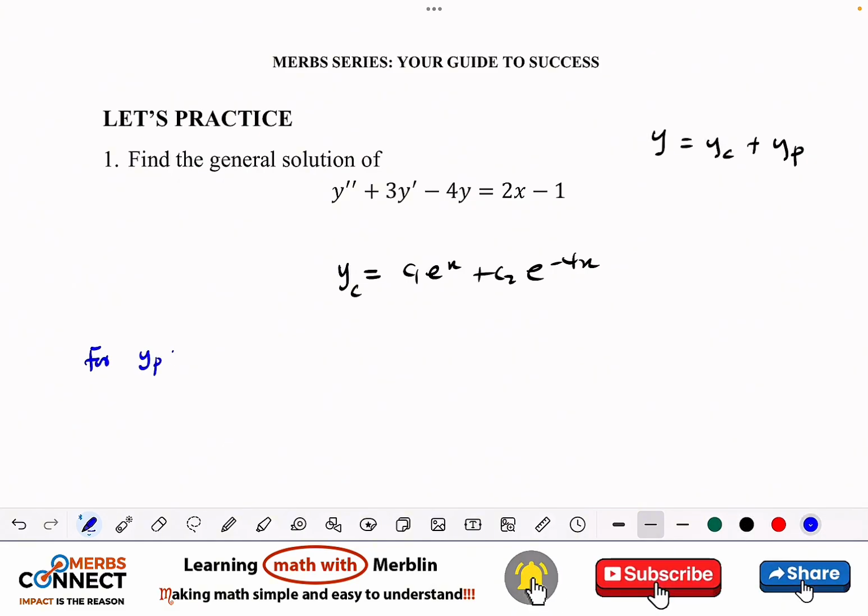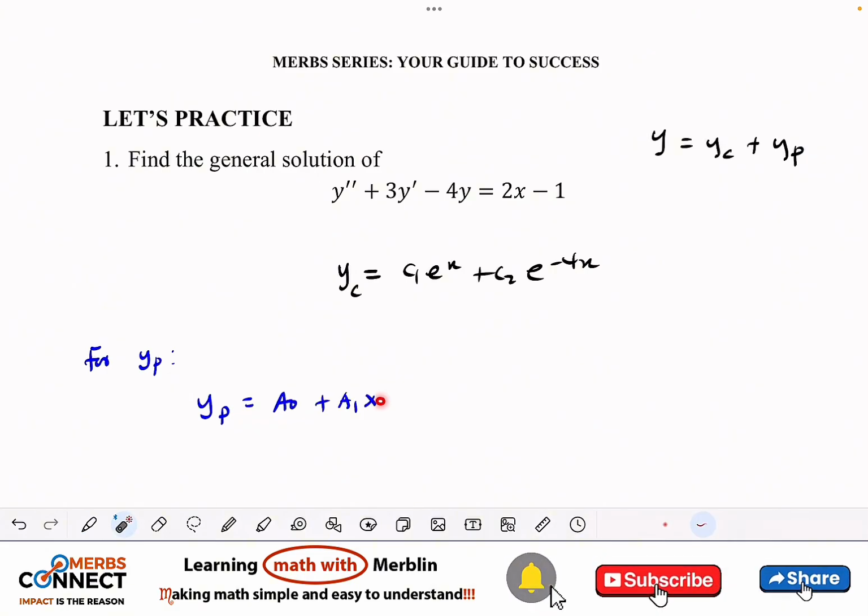For yp, we guess y to be equal to... Now remember, this is not an exponential function. This is a polynomial function. So we need to guess a polynomial function, which is what? Linear, because the degree here is 1. So we are going to start by saying a0 plus a1x. But when you get to the x, that's where we stop because this has a degree of 1. If this one were squared, then we would need to add a2x squared. We have an example with x squared, so we will talk about it. So this is what we are going to guess from here.